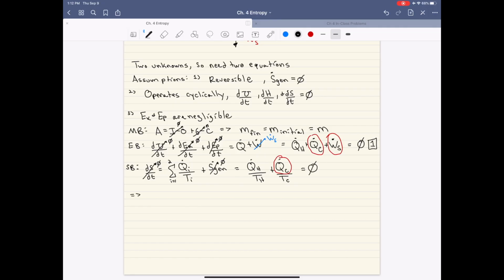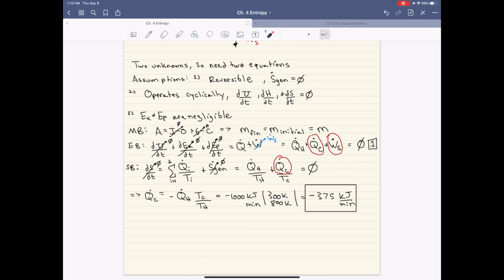So one unknown, one equation. So let's solve for QC. What we get is that QC is equal to negative QH times TC over TH. Okay? And so if we plug in all the values there, what we get is that QC is equal to negative 375 kilojoules per minute. Okay? So that negative sign is important because this tells us that this is heat leaving the system.